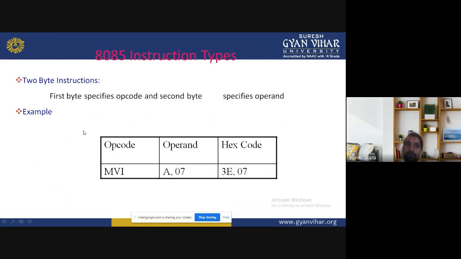Next one is the 2 byte instruction. A 2 byte instruction means the data is within the instruction. 1 byte is the data and 1 byte is the instruction. Like opcode is MVI and operand is A comma 07. So MVI A is 3E, its equivalent, and 07 is the separate hexadecimal code. So the total byte length of the instruction is 2 byte.